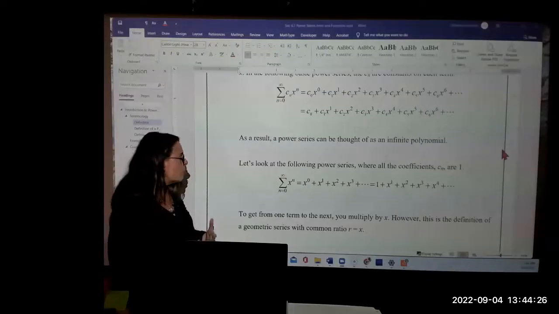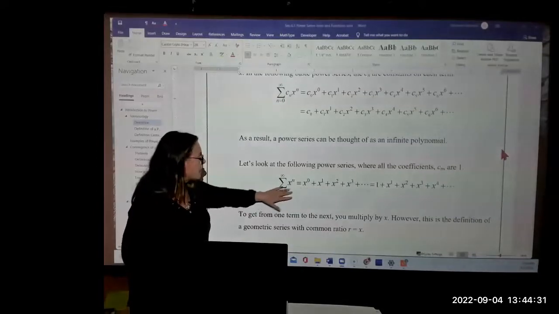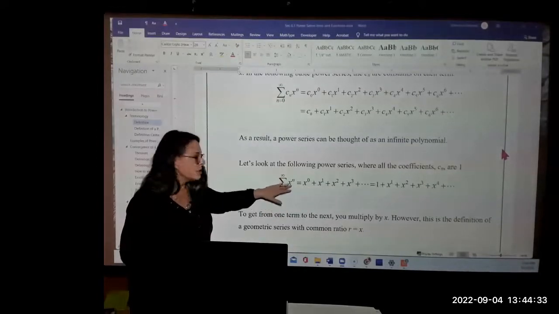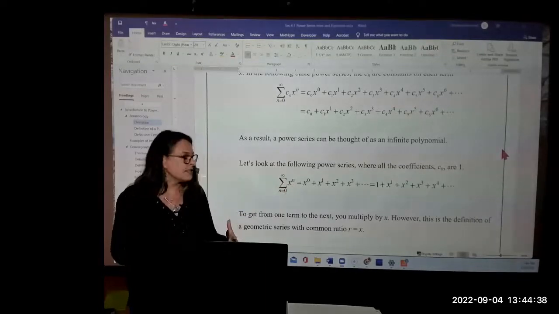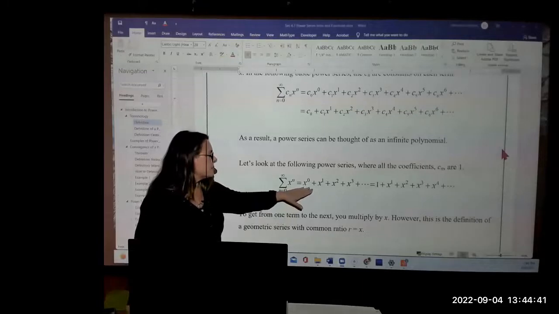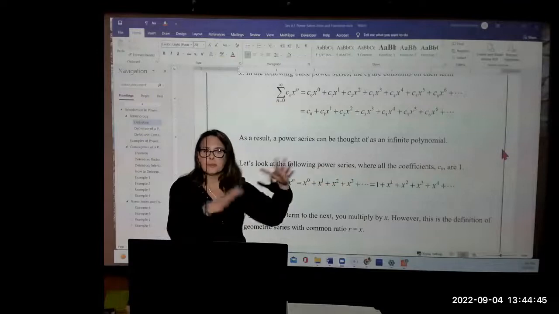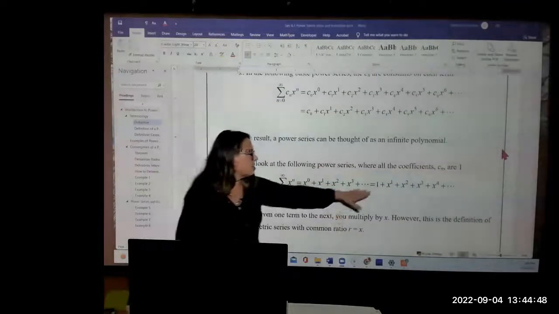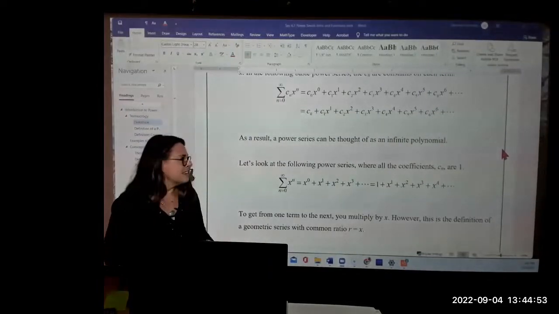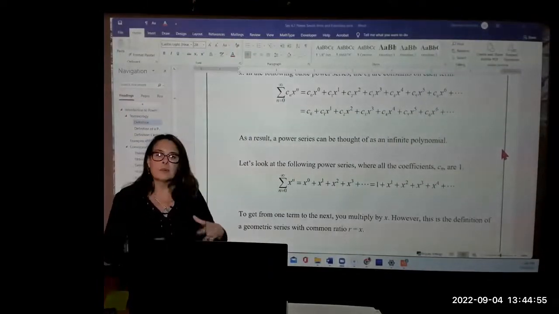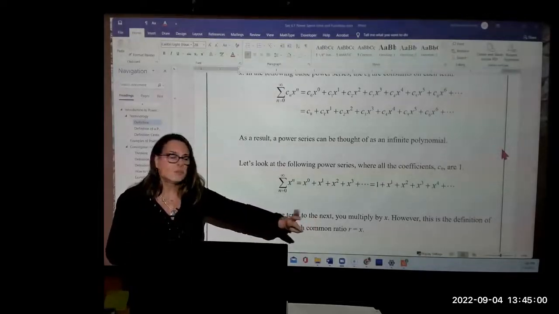Now, let's look at a more specific power series where all the coefficients c sub n are equal to 1. So when we're looking at that one right here, you can see that we've got this series from n equals 0 to infinity of x to the n. Since all of our coefficients, c sub n, are 1, this just gives us x to the 0 plus x to the 1 plus x squared plus x cubed plus x to the 4th and so on. And the first term, of course, would be 1, provided that x is not 0, or at least not yet. So we have 1 plus x plus x squared plus x cubed plus x to the 4th, but it goes on forever. So it's like an infinite polynomial.